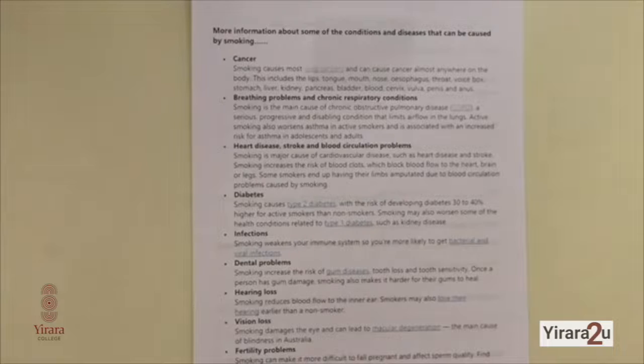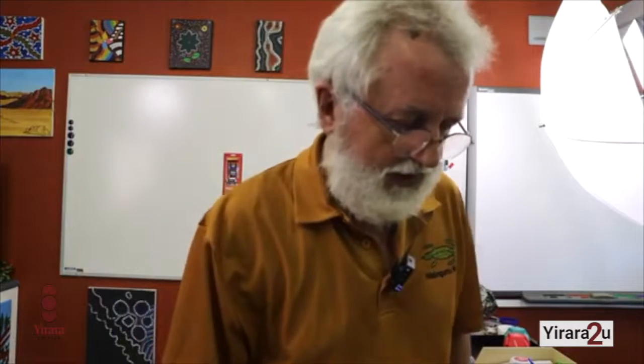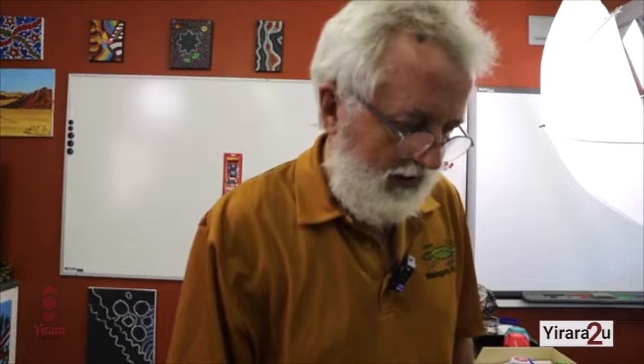This includes the lips, tongue, mouth, nose, esophagus, throat, voice box, stomach, liver, kidney, pancreas, bladder, blood, cervix, vulva, penis, and anus. So it's like every part of the body, and we had that little picture in our books yesterday where we were able to see the list of some of those things and pointing at the different body parts where some of that cancer does happen.